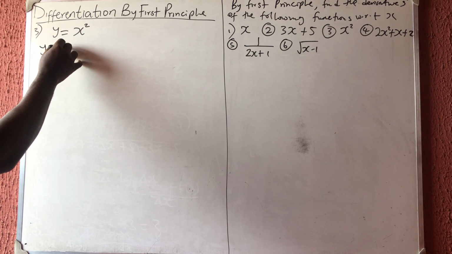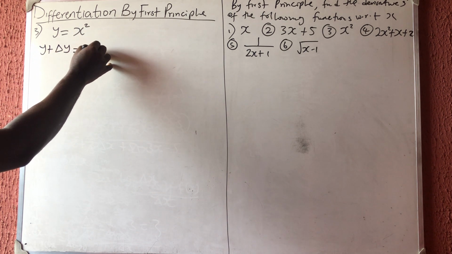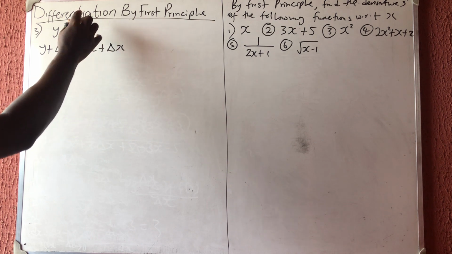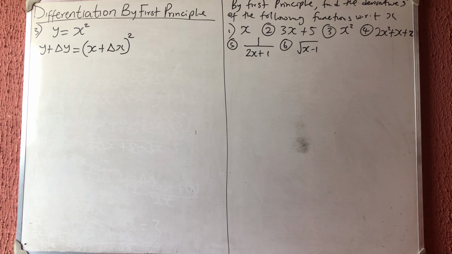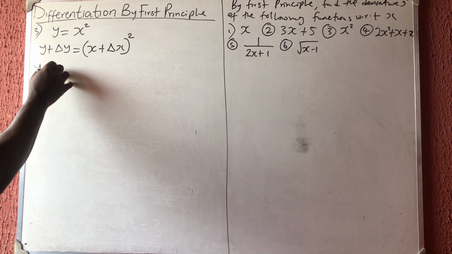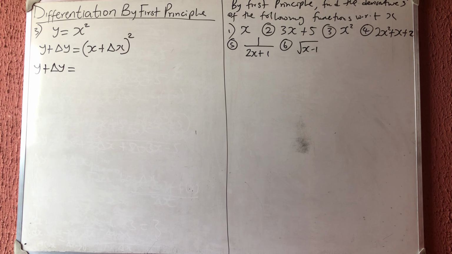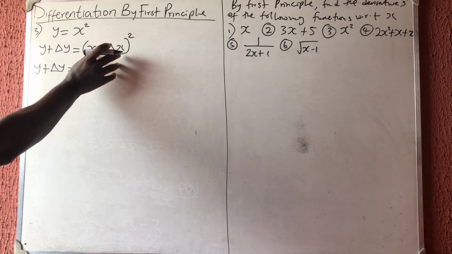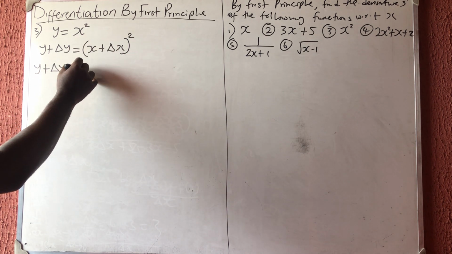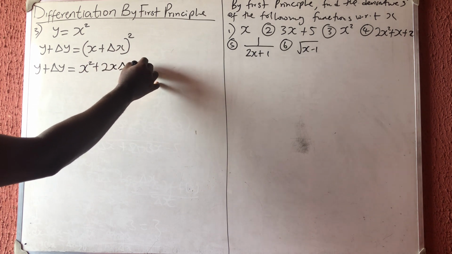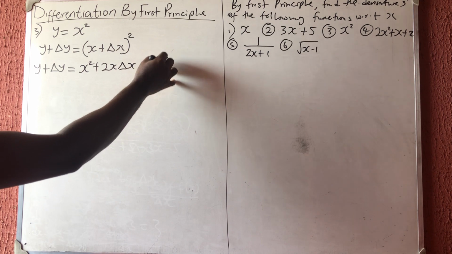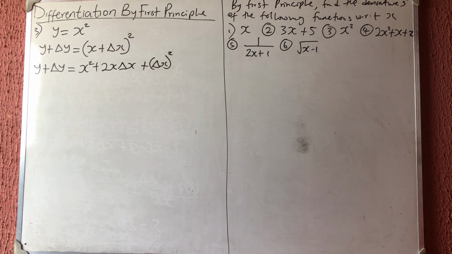y plus change in y is equal to what? x plus change in x. But it has squares, so I'm going to say all squared. All right. Now let us clear the bracket. I'm going to have y plus change in y is equal to, now when this thing multiplies itself, you are going to have x squared plus 2x change in x, then plus change in x all squared. Okay, so that is the expansion.